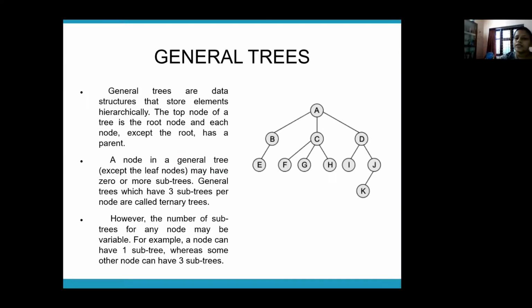Okay, the first kind of tree is general trees. General tree means a tree in which there's no restriction on the number of subtrees. So you can see here, how many subtrees does this particular tree have? Tell me.